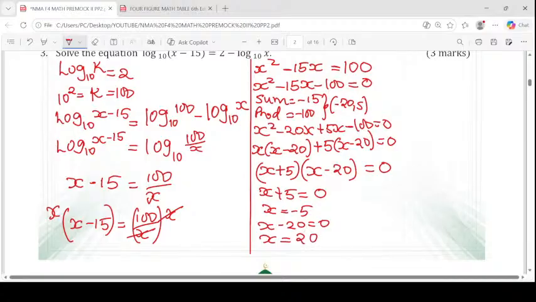So I've got two values of x, ladies and gentlemen. I want you to take this question with the highest level of concern it deserves. There is something this question is testing, and the majority of the learners might not get it exactly well.